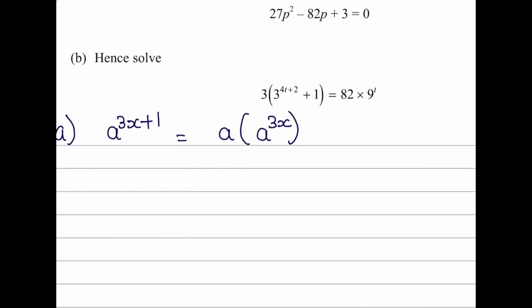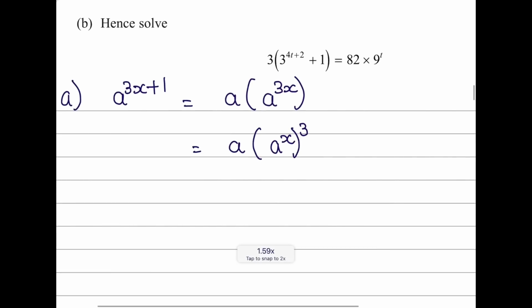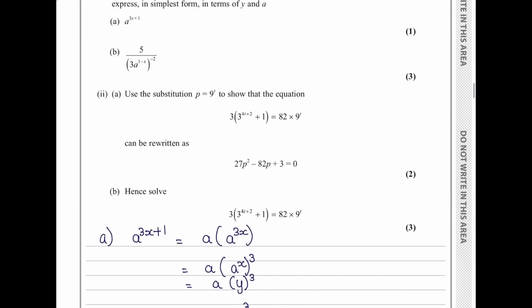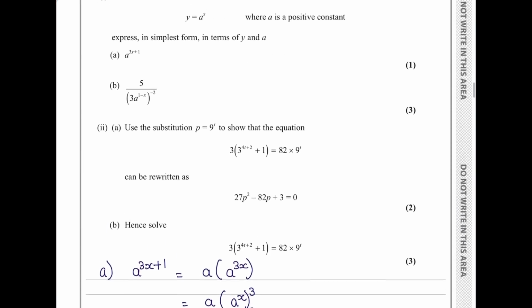Alright, and after that I can write this as a into a raised to x, whole raised to 3, because I can multiply 3 and x, I would get 3x. A raised to x can be replaced by y, so I would get a into y the whole raised to 3. So therefore I would get a y cube. I hope this part is clear, and that's how we get it in terms of y and a.